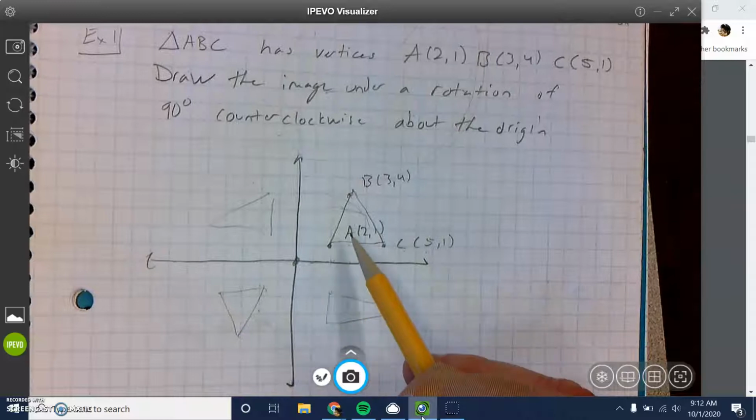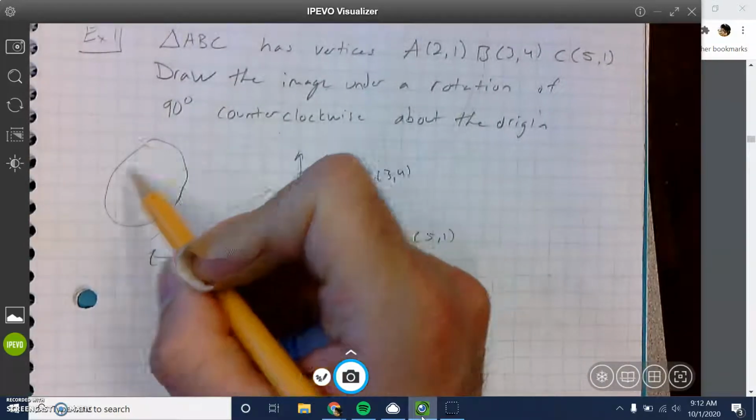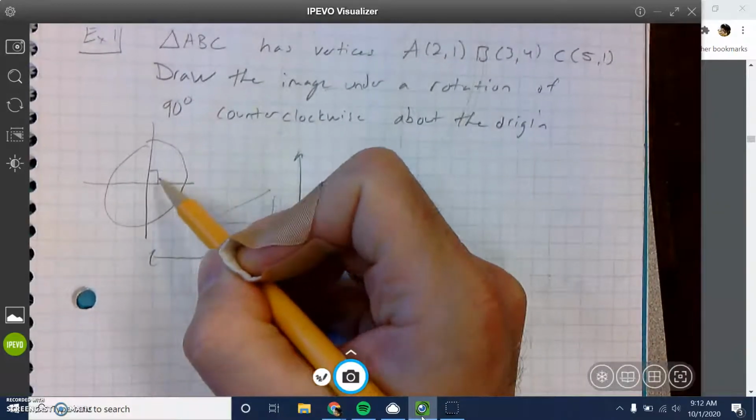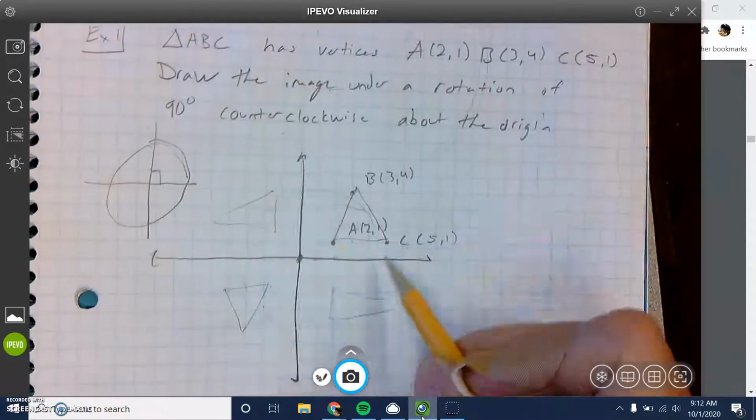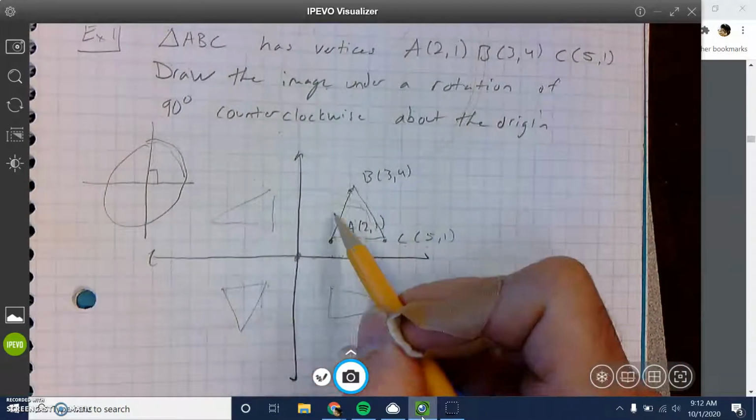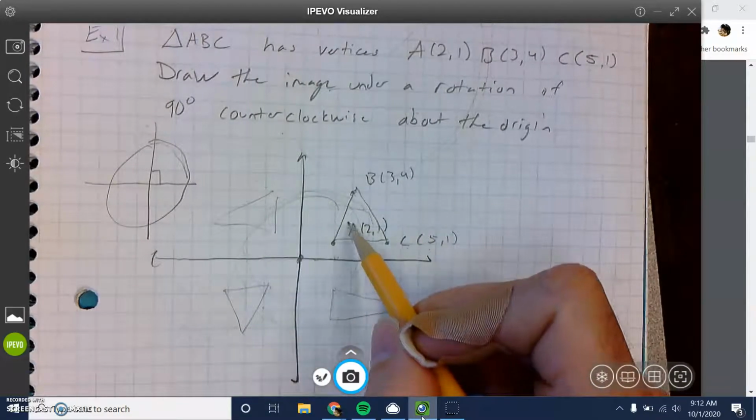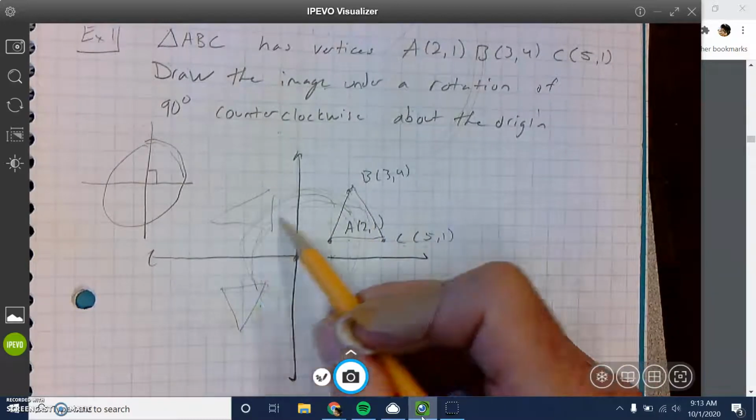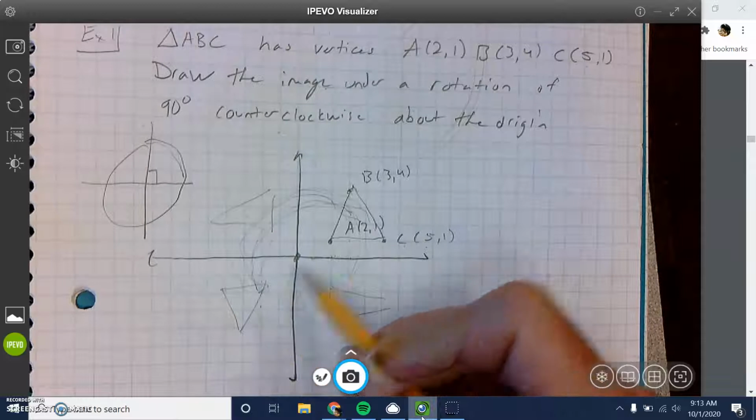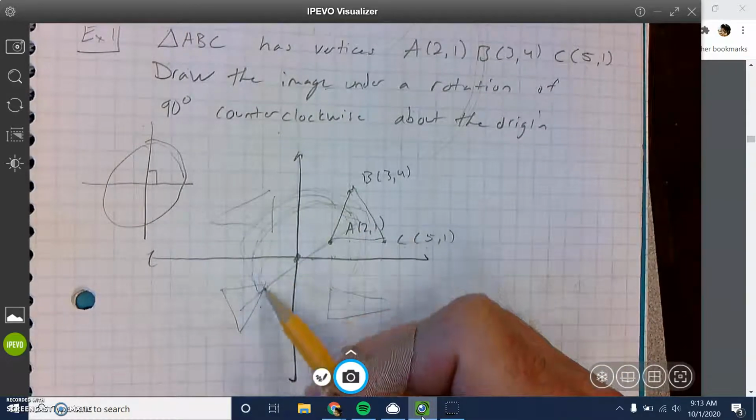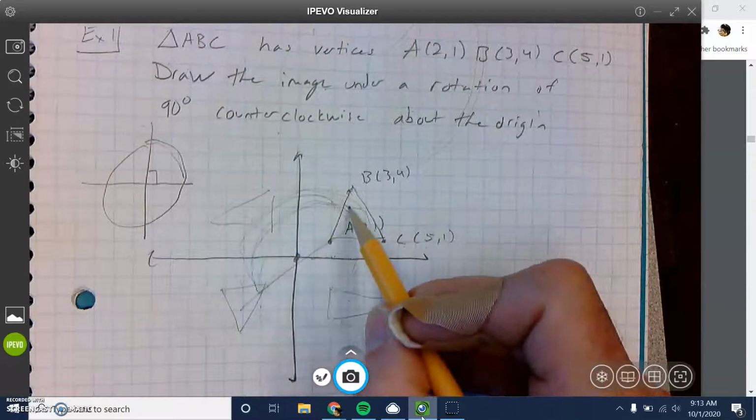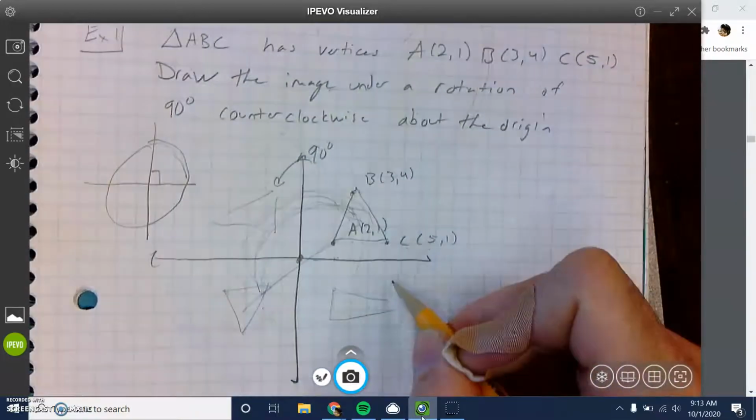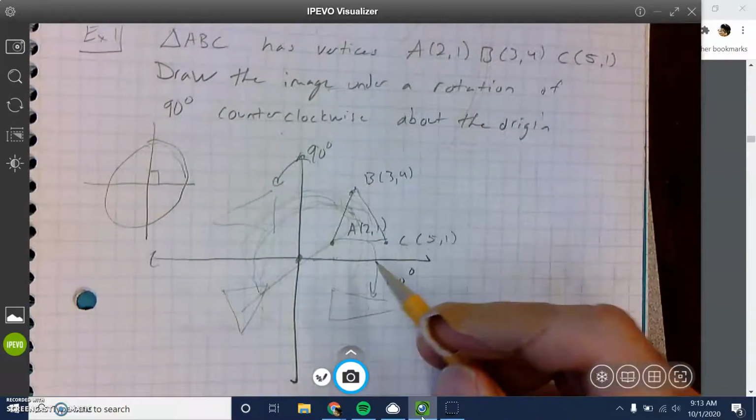So 90 degrees. If you had a circle, half a circle is 180. A quarter of a circle is 90, right? So if I'm going a quarter of a circle, you're just going to a new quadrant. So 180 degrees would be all the way to quadrant 3 down here. That's a half circle. So a quarter circle would be here, or a quarter circle would be here. So this would be 90 degrees to here, or 90 degrees to here.